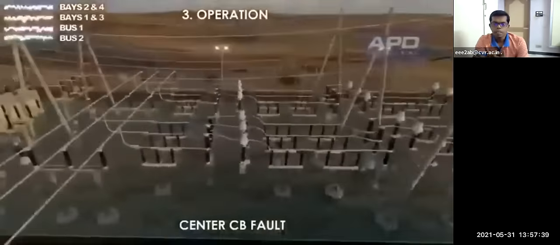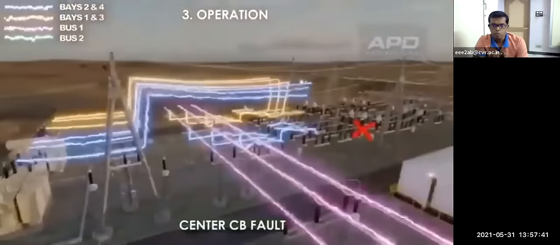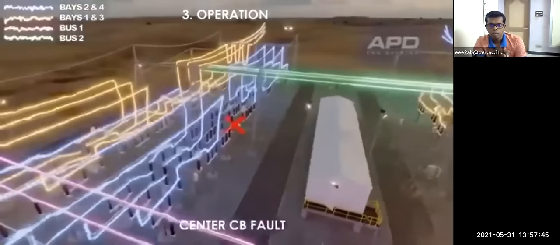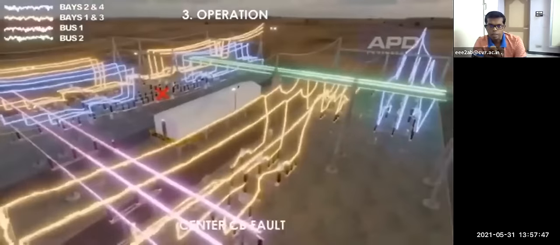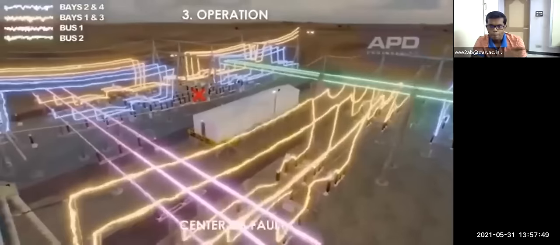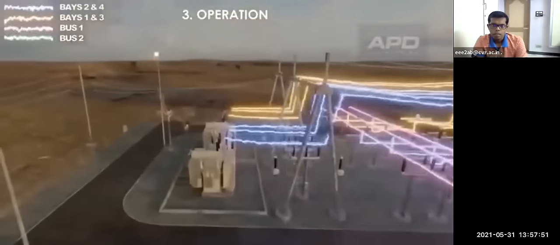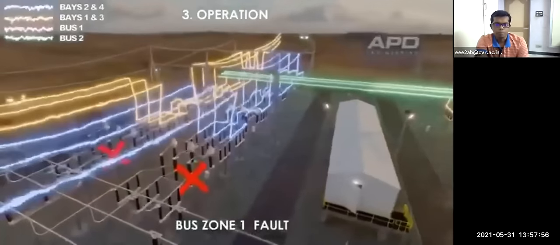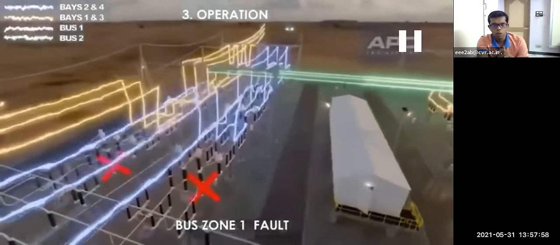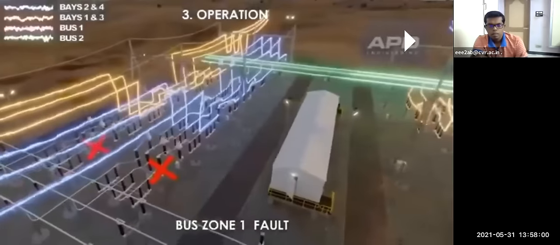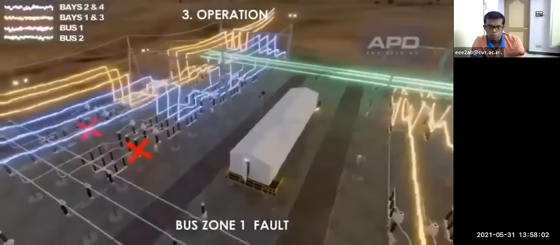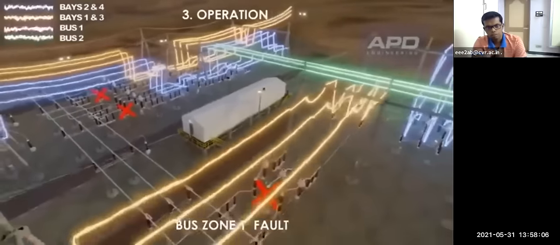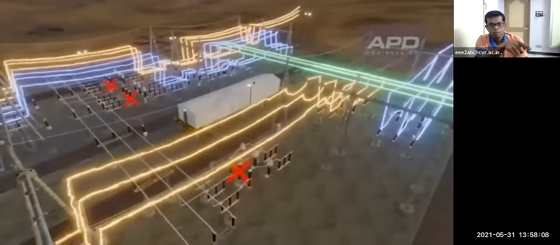Now the circuit breaker is fault. The center circuit breaker is fault now. See how the current is flowing now. Here, now the bus zone 1 is fault. This zone is fault. See how it is overcoming. So this is also bus zone 1 fault. This whole line is fault.